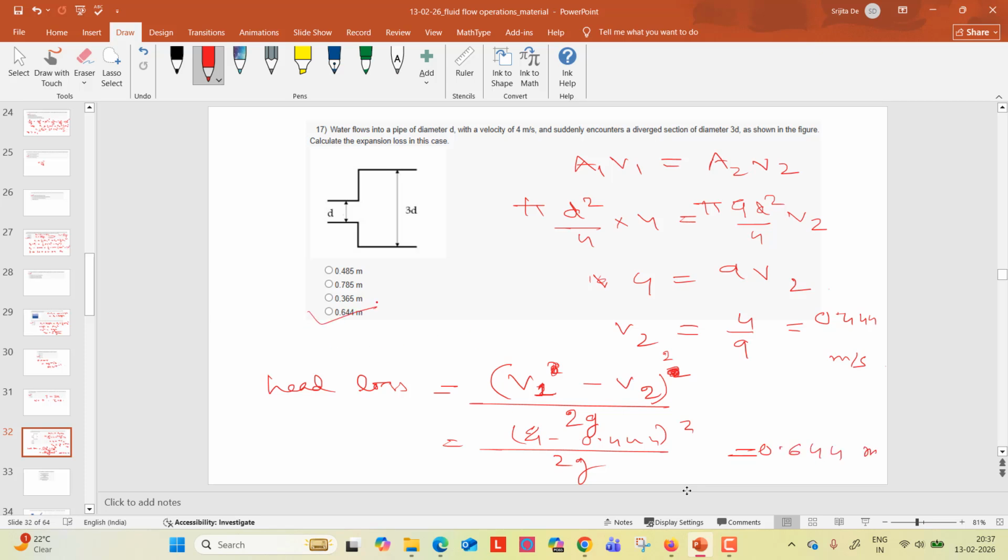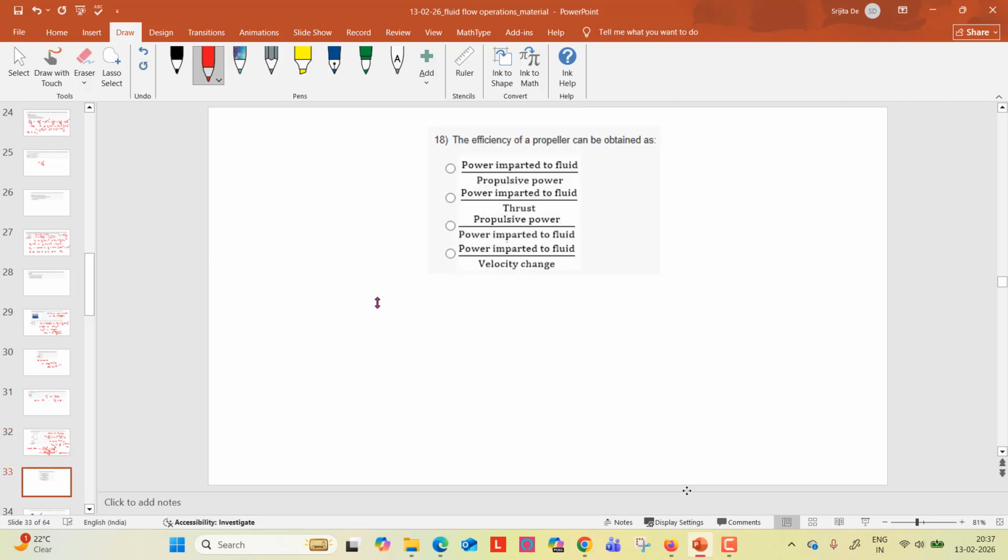Next. The efficiency of a propeller can be obtained how? What is the correct answer? So it is the propulsive power by power imparted to fluid. Option C.